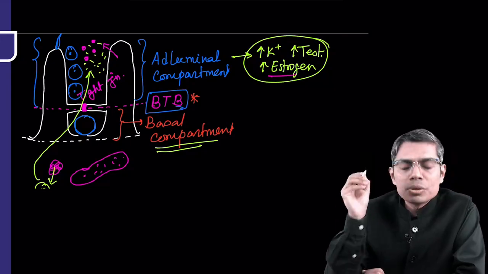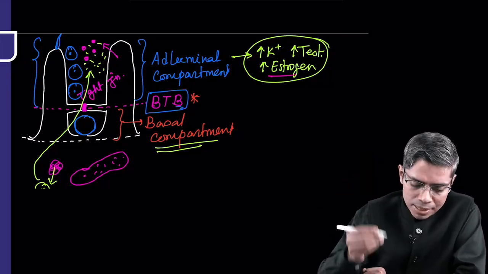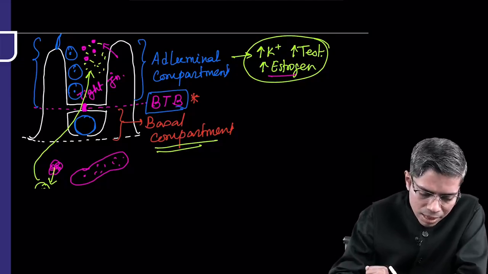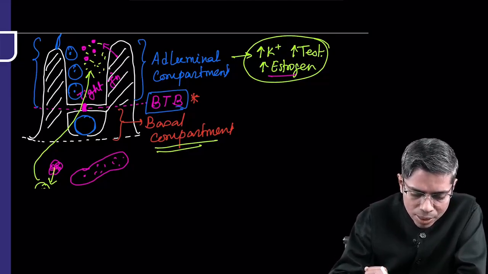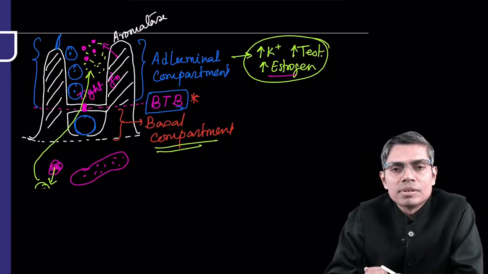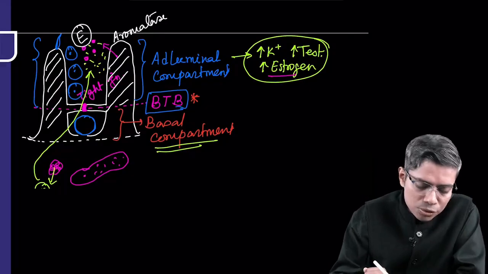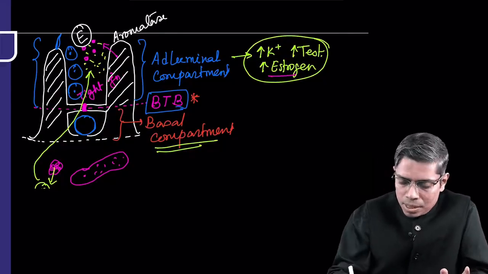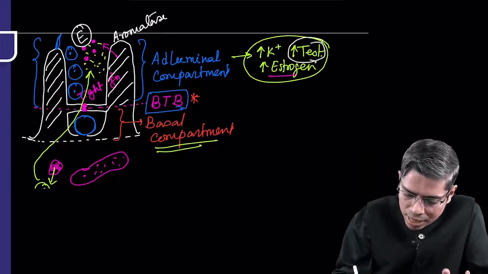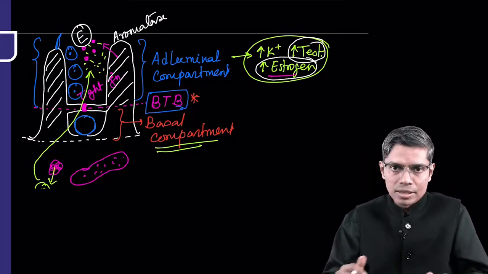Now second, I told you the estrogen concentration is also very high. Where is this estrogen coming from? The Sertoli cell contains a high amount of aromatase enzyme activity, and this aromatase enzyme can easily convert androgen into estrogen. That's why a huge amount of estrogen will also be present inside the adluminal compartment. Now, what will be the function of this testosterone and estrogen in spermatogenesis? That we will look at at the end of this chapter.